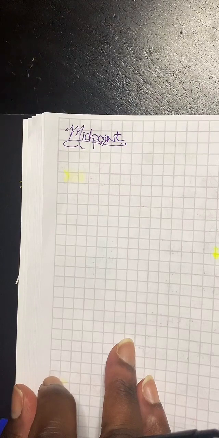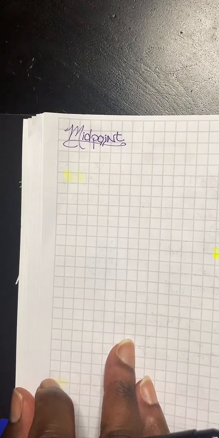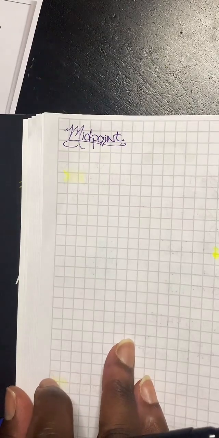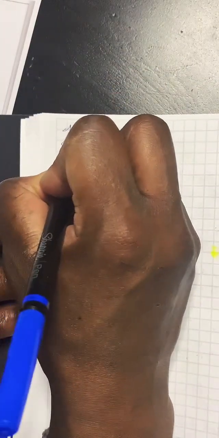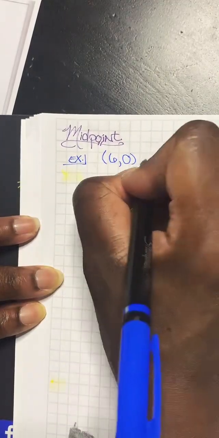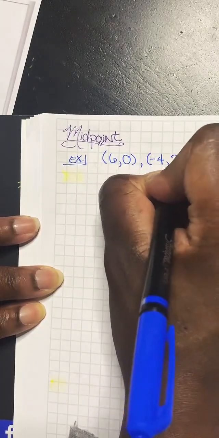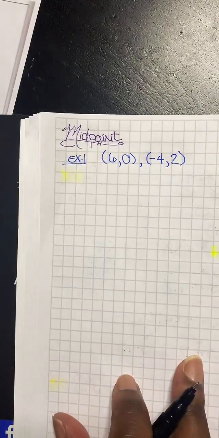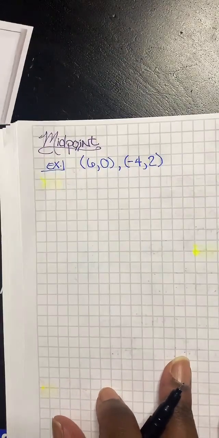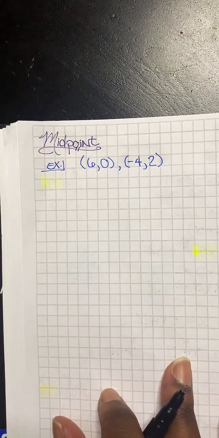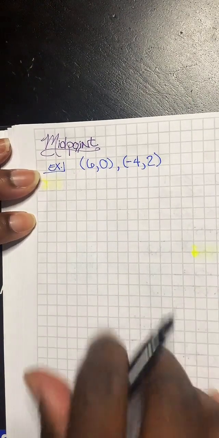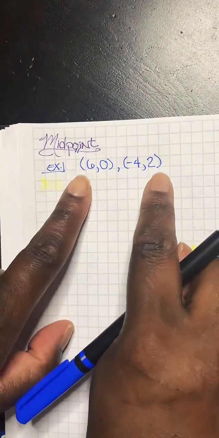If I was given 2 points, I'm not going to graph it, but I'm just going to give it to you because this is what they do. So here's our example. They give you 2 points. 1 point is at 6, 0, and another point is at -4, 2. And they always do the midpoint without a graph. It's weird. I don't know why, but they just do. So they want you to find where in the middle.